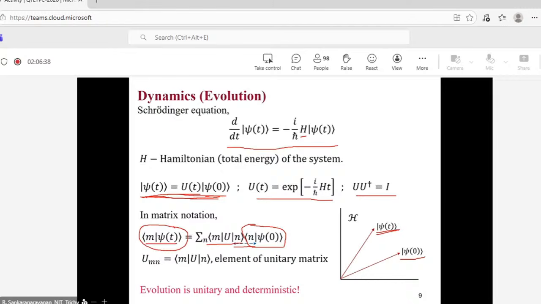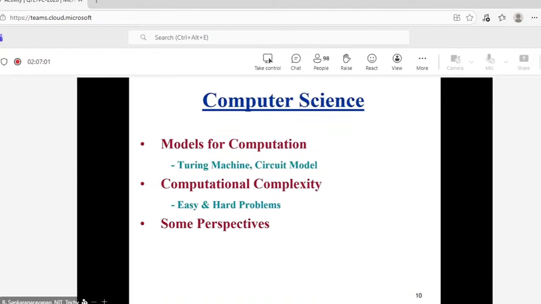Okay, so far I have discussed the 4 fundamental postulates of quantum mechanics. From here on, I'm going to take inspiration from computer science, and then finally we'll combine the idea of quantum mechanics and computer science to develop the qubits, gates, and finally, if time permits, I will discuss 1 or 2 algorithms. So, do you have any questions at this point, or shall I move forward?